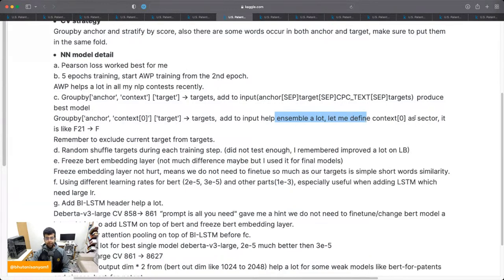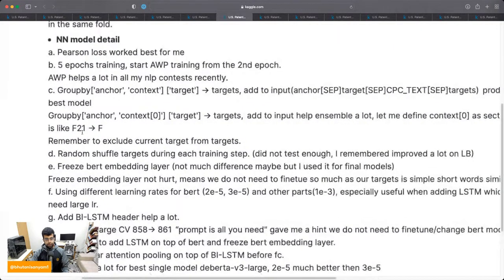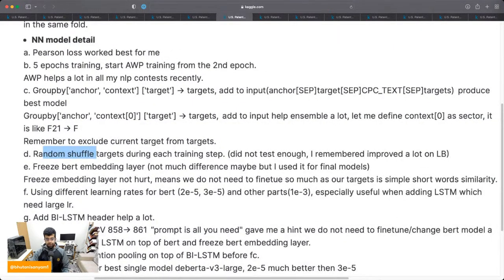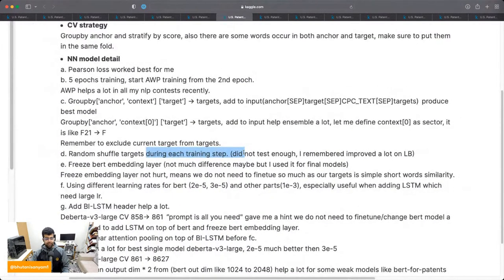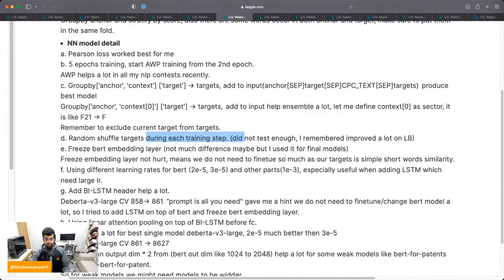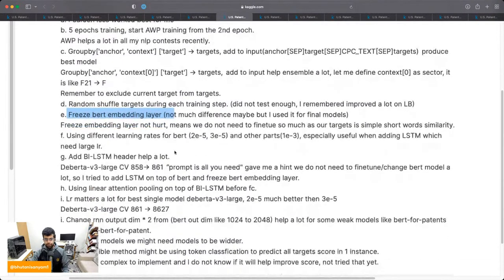And then he says it's defined like so. So you're basically grabbing the letter from here. Random shuffling the targets during each training step was also helpful. I think some other team mentioned this was also helpful for them. He had frozen the BERT embedding layer for his approach.